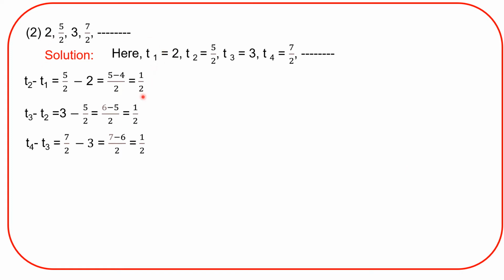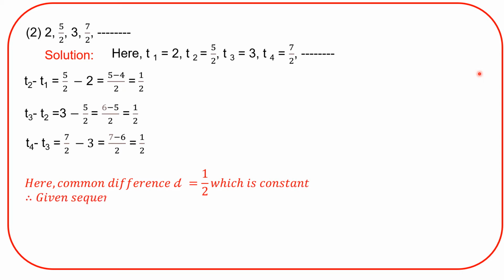Here the common difference D is 1 upon 2, which is constant. Write down here common difference D is equal to 1 upon 2, which is constant. Therefore, the given sequence is an AP.